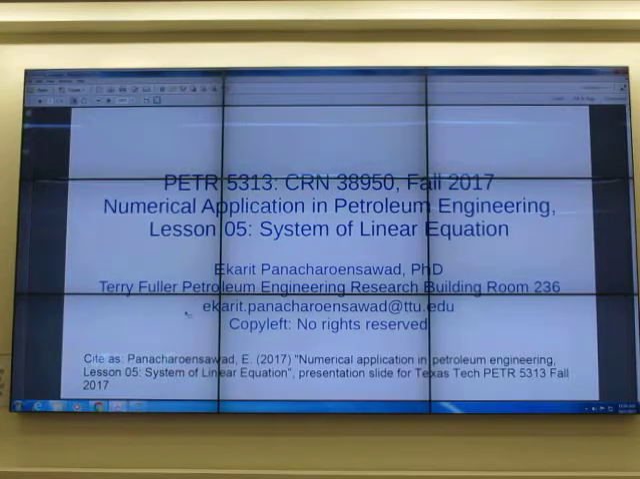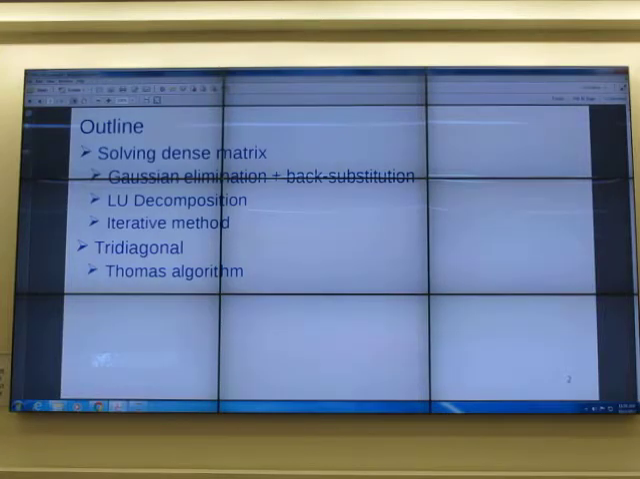Okay, system of linear equations. This one, as always, no rights reserved, but I created all this. So we talk about solving dense matrices. Dense matrix means you have values almost everywhere. Okay, that's a dense matrix. For a dense matrix, you can use Gaussian elimination and back substitution, LU decomposition, or iterative methods.